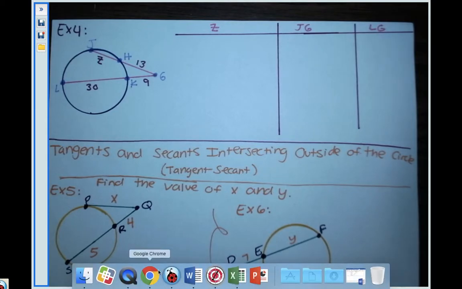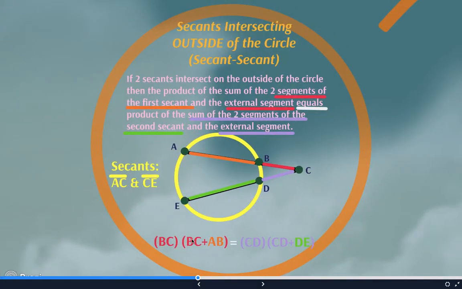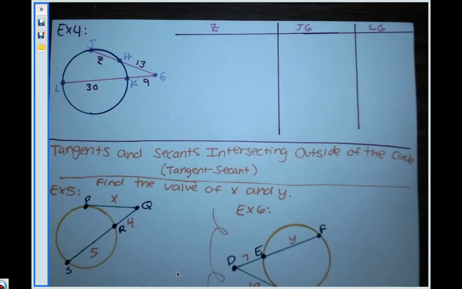Guys, and again, if you want to look at that slide at the Prezi, it's the outer segment times the outer plus inner segment equals the outer segment of the other secant times the outer plus inner. So in this case, it's like BC times BC plus BA, or AB, equals CD times CD plus DE. All right, so that's the property we're using, so let's get going.